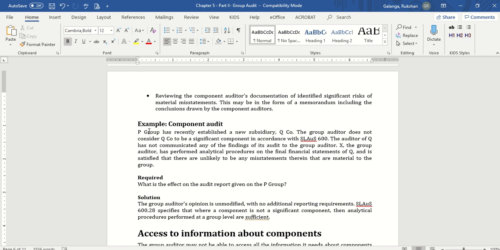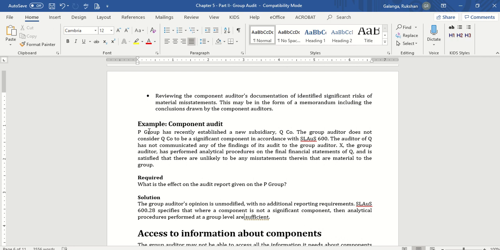What is the effect on the audit report given in P? Simple, right? The group auditor's opinion is unmodified. The group audit report need not be modified. Why? The reason is, with no additional reporting requirement, SLAS 620 specifies that where a component is not a significant component, analytical procedures performed at the group level are sufficient.